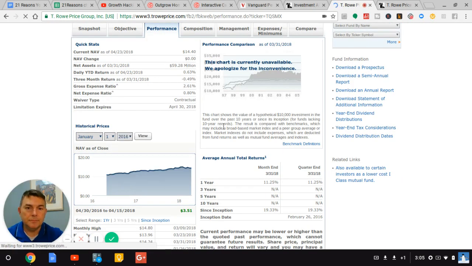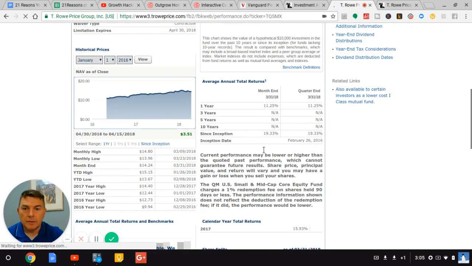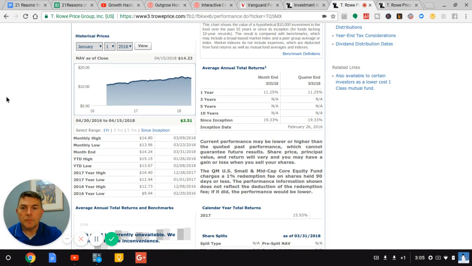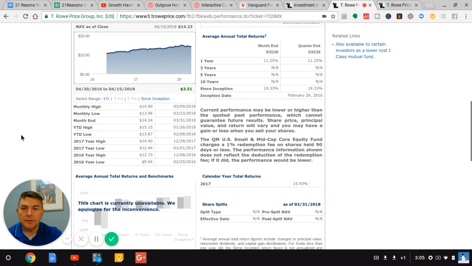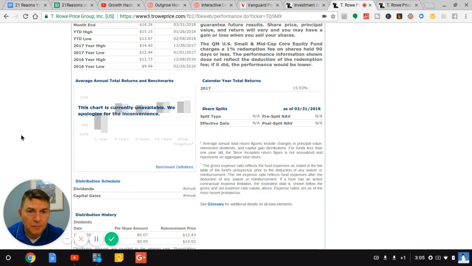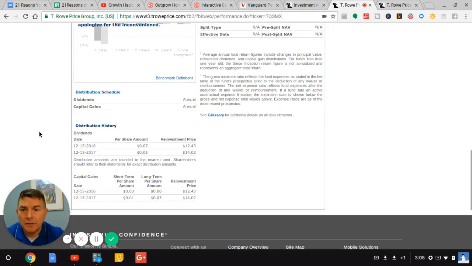It has no performance record. So basically, inception. Let's go to inception, see if that tells us anything. It's not really. No, it says 2016. So I don't know when this fund. I'm not sure we could find it in here someplace. I do not, but it's been around 2016, 17. So it's a couple years old.